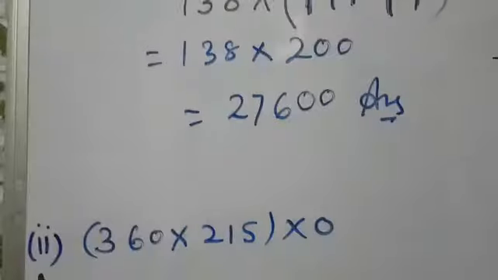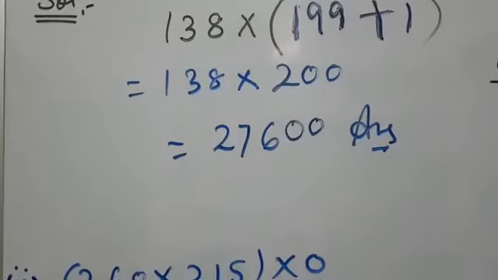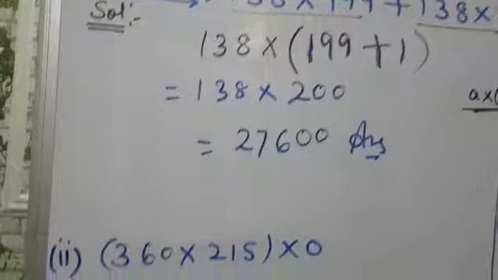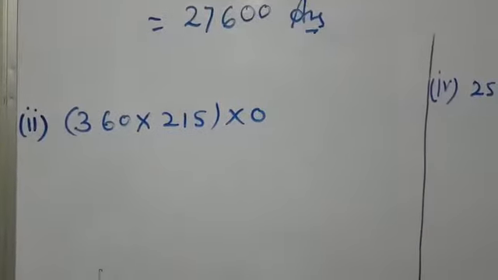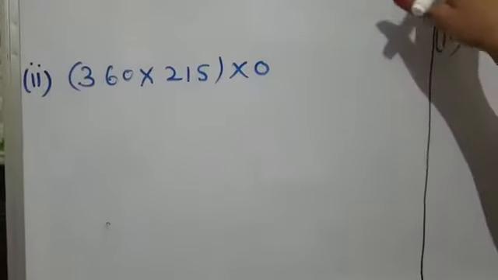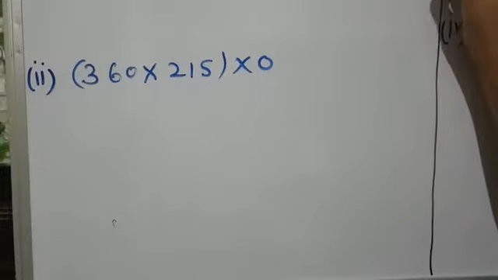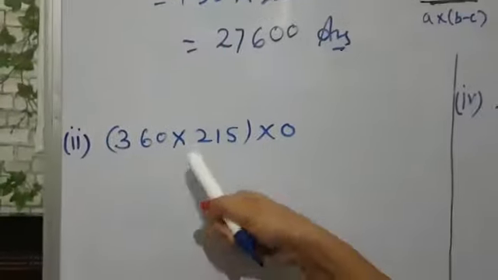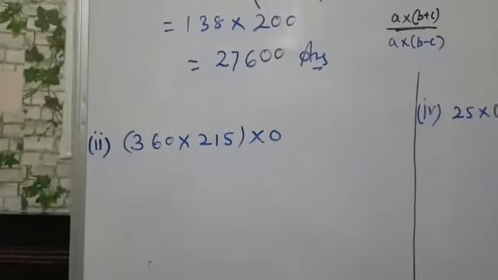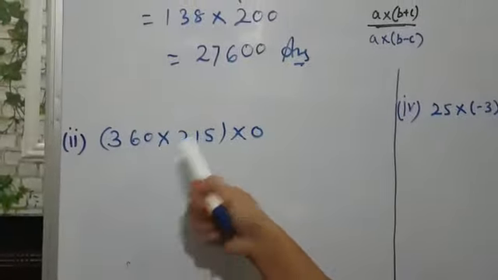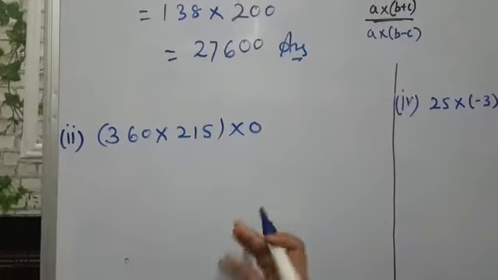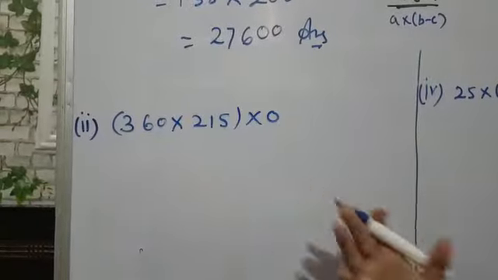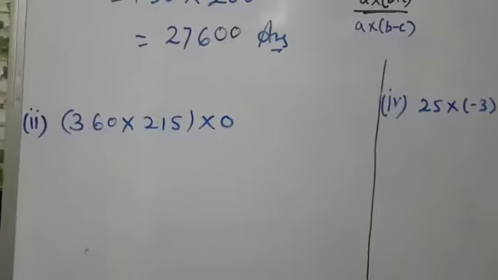Again, second sum, there is 360 multiplied by 215 multiply 0. So distributive property says that there should be plus or minus in between the bracket, either plus or minus, but it is having multiply sign. There might be some problem in the statement. It should be plus or minus, but we will not change it. We will solve it as it is. It is associative property, so we will not change the statement as it is given in the book.